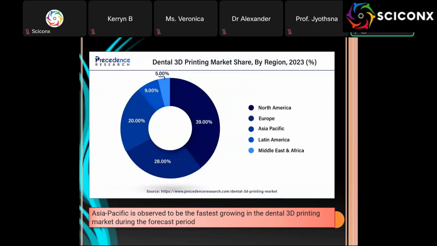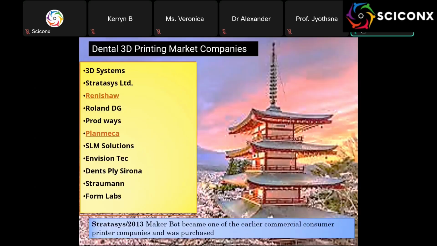So Asia Pacific along with North America are among the highest market shares in terms of the dental three-dimensional printing market. This was recent data from the end of the year 2023. So these are some dental companies. The most important company is Trace Limited in 2013. It was the first commercial consumer printer company, which made a three-dimensional printer with the name of MakerBot. MakerBot was the first three-dimensional printer manufactured by this company.